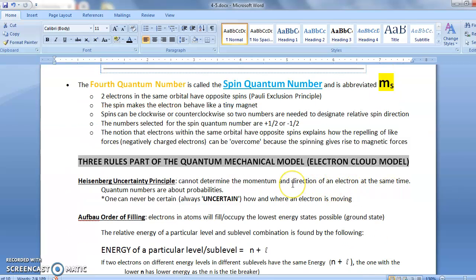In our next video, we'll take a look at how to put together quantum numbers. In our final video, we'll look at some practice problems with quantum numbers. If you have any questions on any of these, do not hesitate to ask.